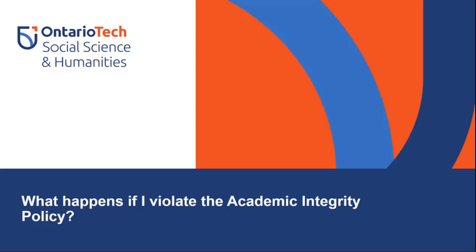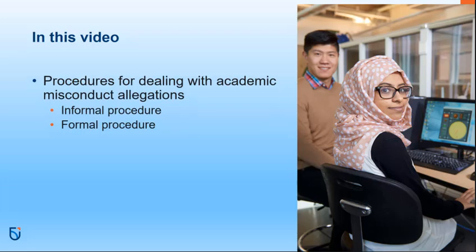In this video, you will learn about what happens when a person violates the university's academic integrity policy. You'll learn about the procedures for dealing with allegations of academic misconduct, as well as the sanctions that may be imposed if the allegation is found to be true.